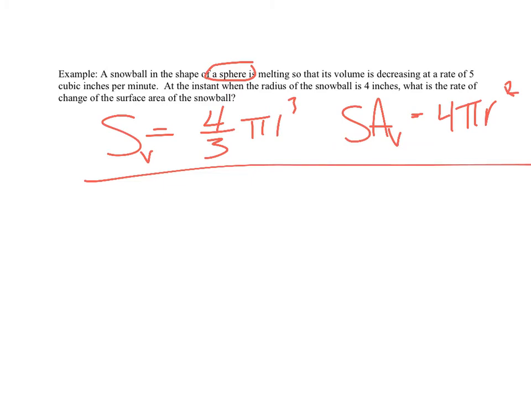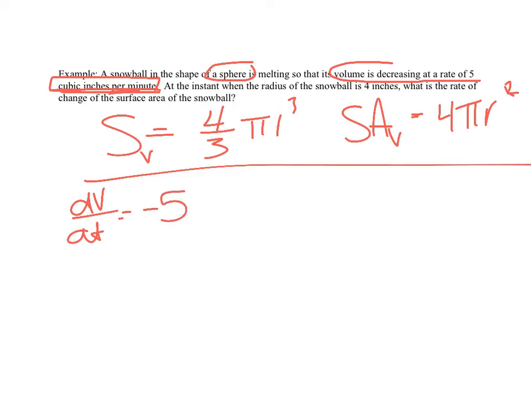The volume is decreasing at a rate of 5 cubic inches per minute. Again, these units should give it away. Cubic meaning volume, per minute meaning the rate of volume. So I'm going to make a note. I know dV/dt is negative 5 because it's decreasing.